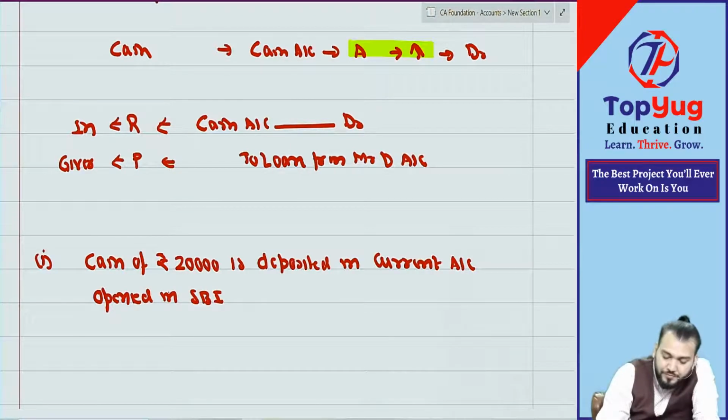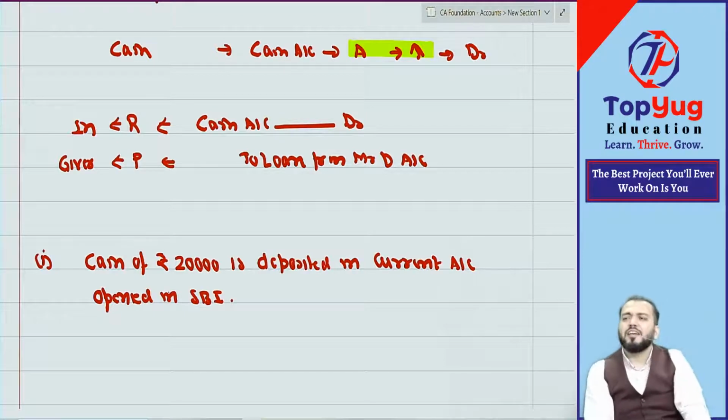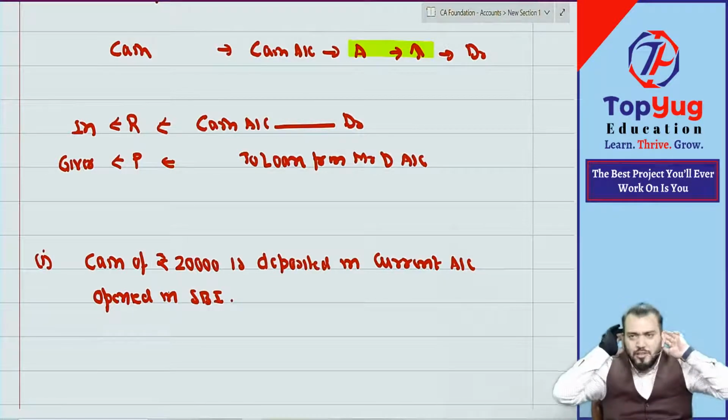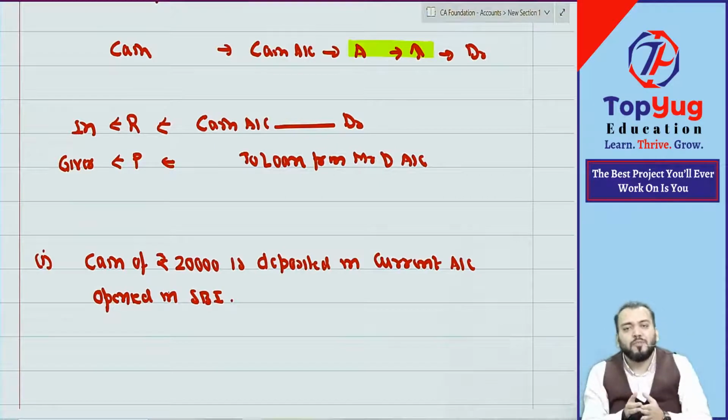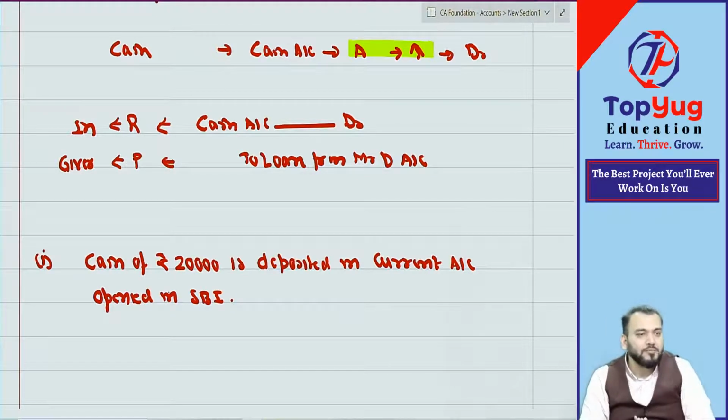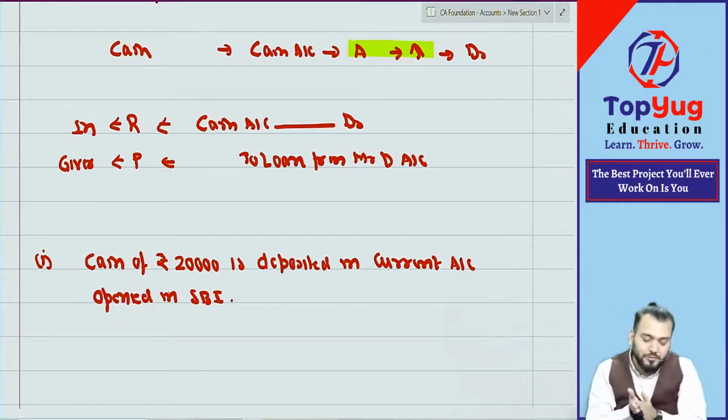State Bank of India. I hope you know that in a bank we can open two types of account: one is a savings account, one is a current account. Normally a savings account is for individuals, and a current account we open for a business. Because I am doing accounting for business, I mentioned current account. So current account is nothing but bank. We have deposited some amount in a bank. Understood?